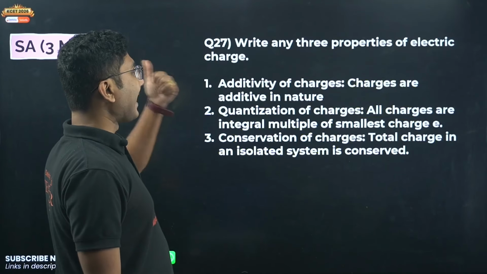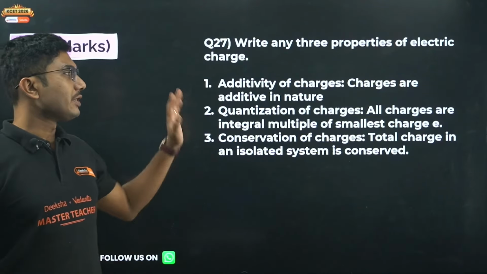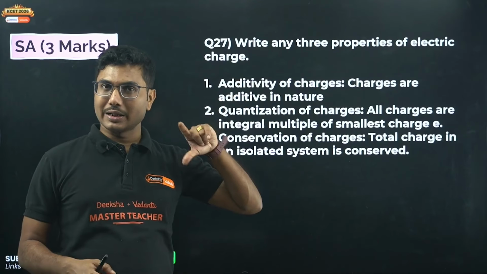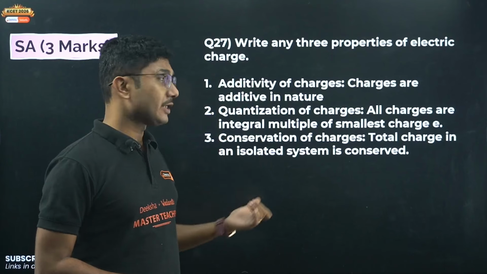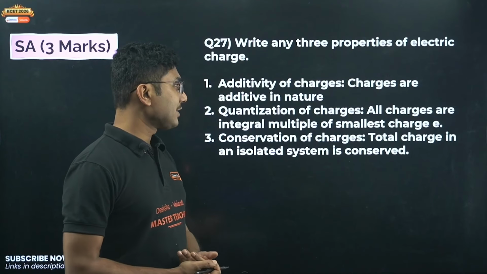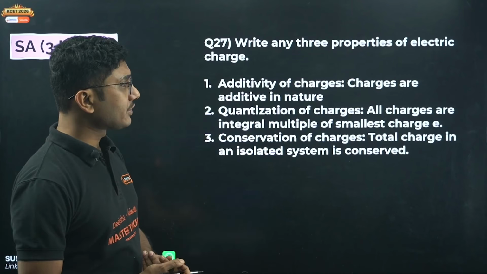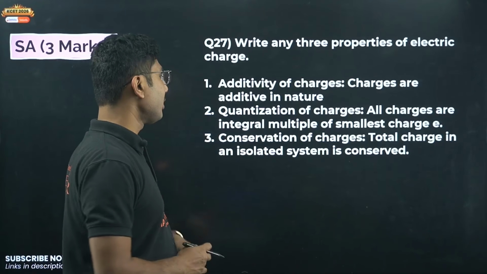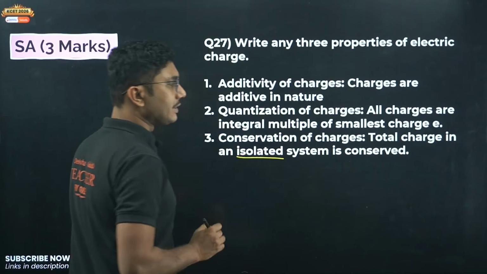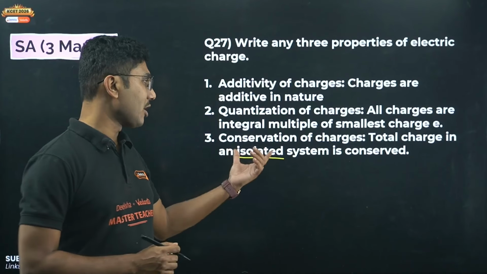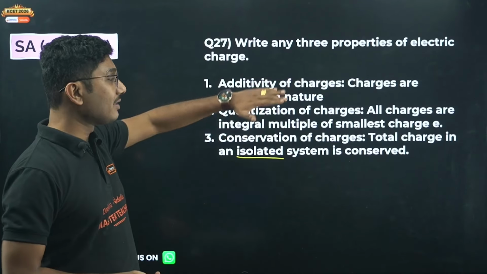Now next, write any three properties of electric charge. There are only three properties of electric charge. This question can be asked as a 2 marker as well. So additivity of charges: charges are additive in nature. This is the first property. Quantization of charges: all charges are integer multiples of the smallest charge, e, the charge of an electron. Conservation of charges: total charge in an isolated system is always conserved. So you have to mention isolated system. And also if they ask you, add these lines.